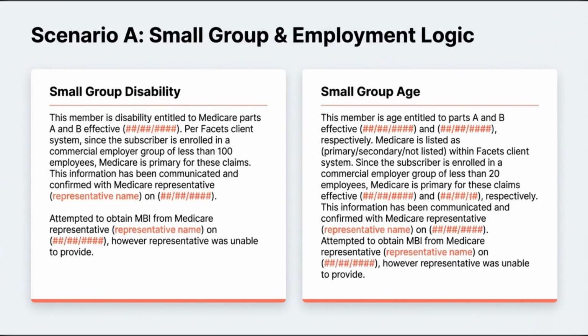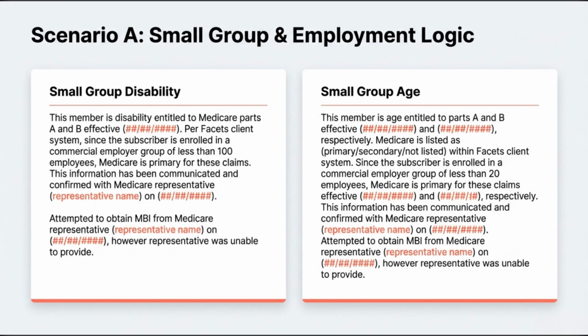Did you catch that? Our knowledge base highlights that if the employer has 100 or more employees, the group health plan would be primary. But here, with less than 100, Medicare steps right in as primary. This is exactly why we verify those employment details.